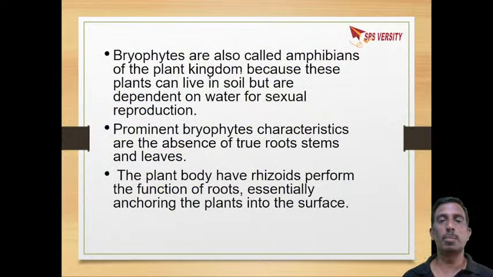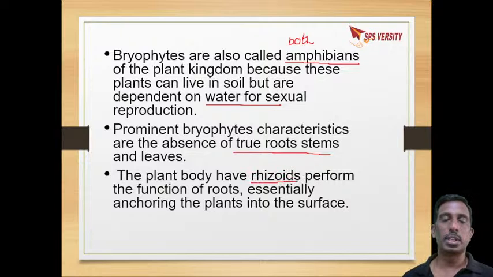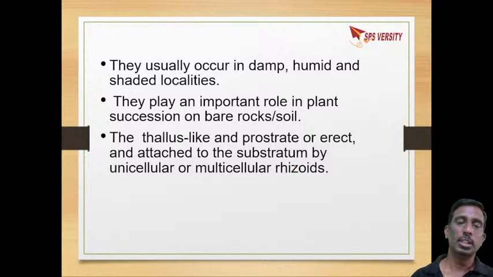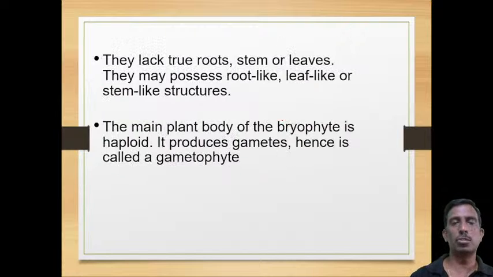Bryophytes are commonly called the amphibians of the plant kingdom. Amphi means both: they live in soil and in water, and water is compulsory for sexual reproduction. In some bryophytes, true root, stem and leaf are not present. Root-like structures are called rhizoids, which perform the function of roots. They usually grow in damp, humid and shaded localities, and they play an important role in plant succession, which is an ecological aspect, on bare rocks. Bryophytes have thallus forms or prostrate or erect forms.